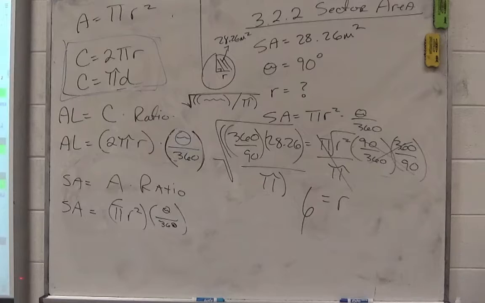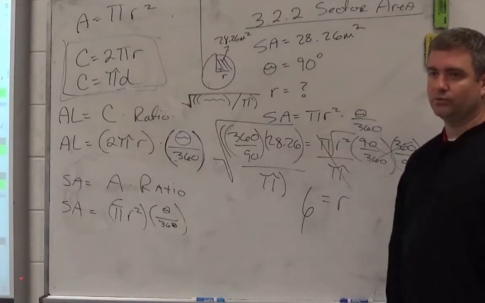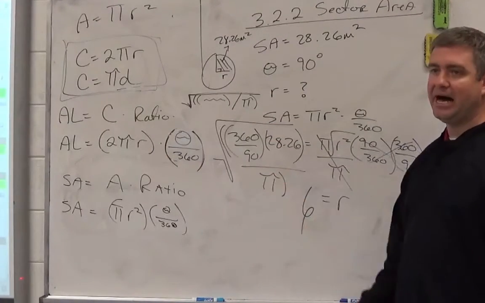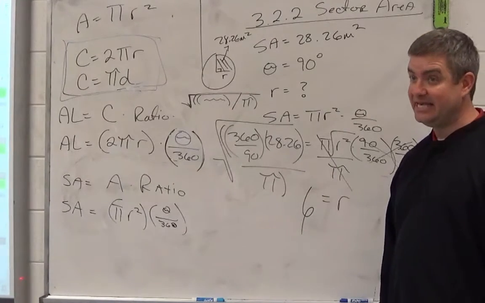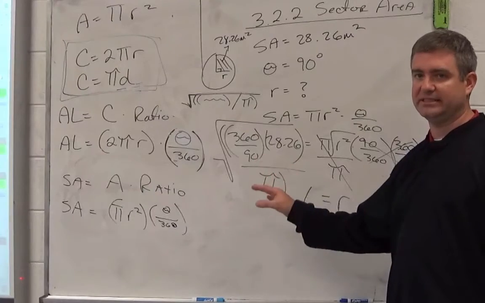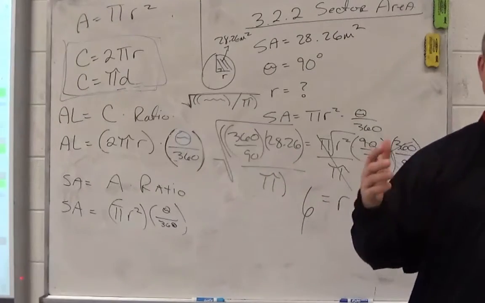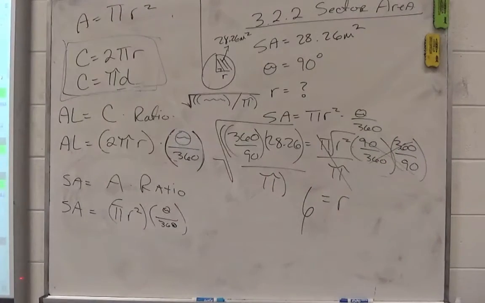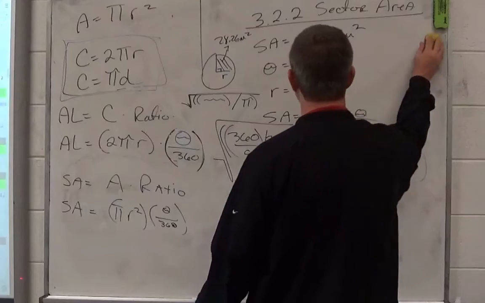Here's a question. Could you do this and hit equals, and then divide by pi and hit equals, and then square root it? Sure you could. Nobody's saying you have to do it all in one step. I like doing it all in one step because it's easier for me to do it that way, but you certainly don't have to. All right, questions? All right, you do this one.